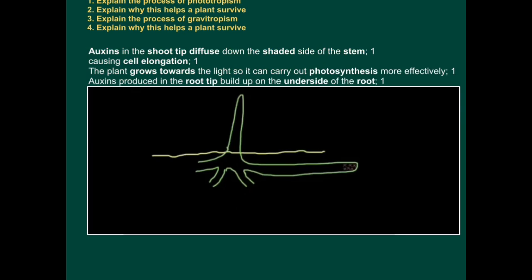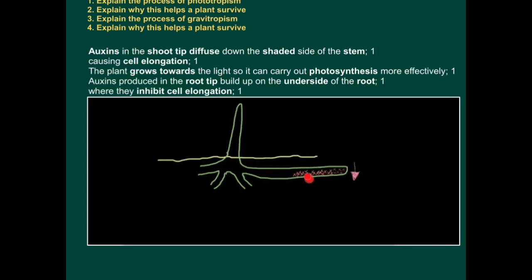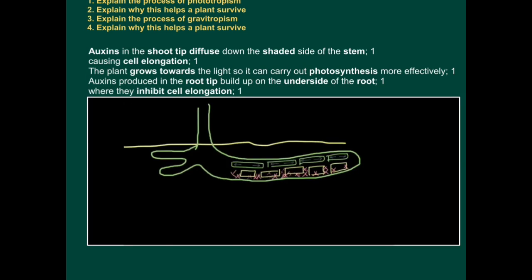So now let's look at geotropism. Once again, auxins are produced in the root tip, not the shoot tip now, the root tip, and build up on the underside of the root. So remember, roots grow laterally, horizontally, and they're produced here and they'll accumulate on the underside, build up here. So you can see now they've built up here. And in high concentrations, they inhibit cell elongation. They stop it from happening.